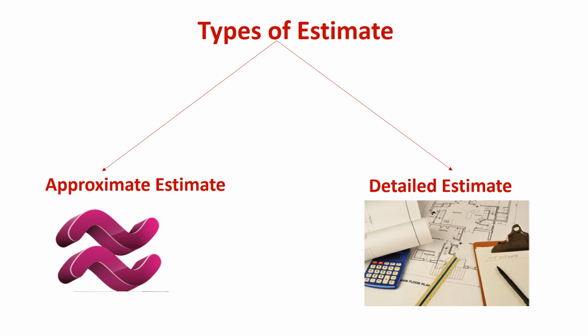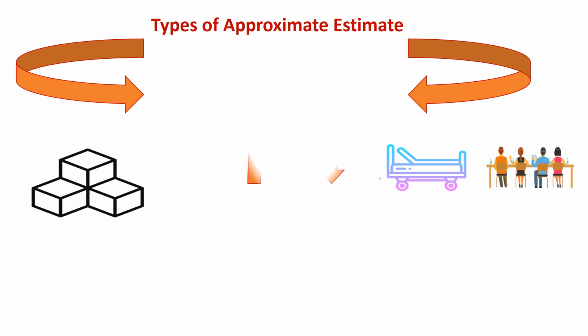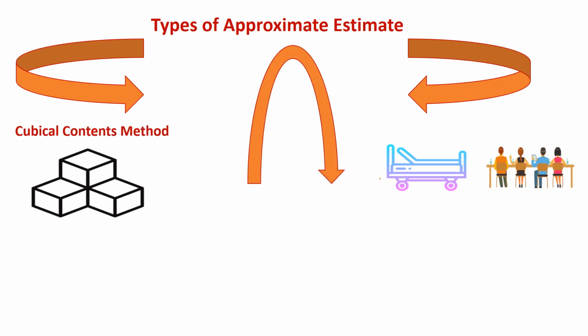So coming to the approximate estimation, what are the types of approximate estimate? There are three types of approximate estimate. The first one is the cubical content method, the second one is the unit base method, and the third one is the plinth area rate method.